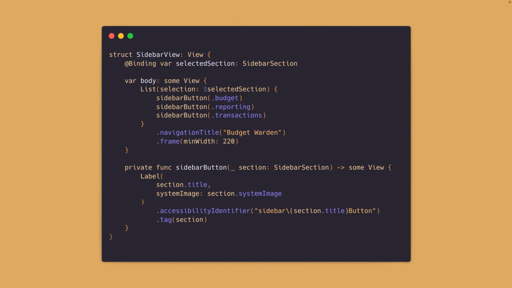And here I use a list, which is a native SwiftUI component, and show sidebar buttons. Sidebar button, you see, is a private function that I use sort of like a static inline component within a view. That's a convenient way to separate a small component that's only for this file, which I like.